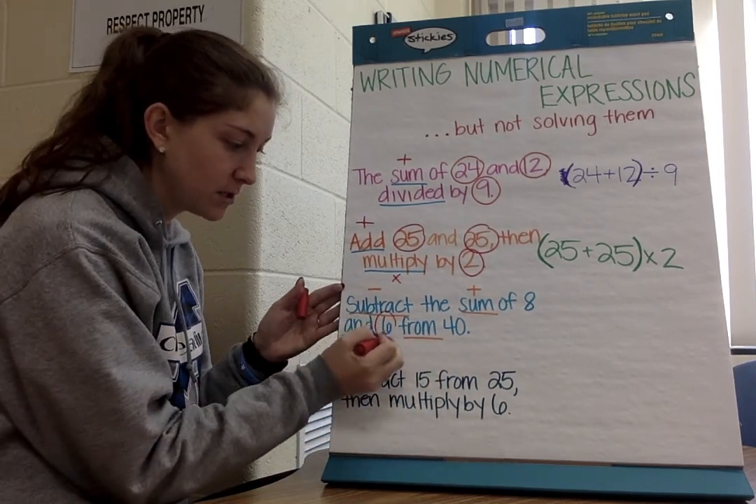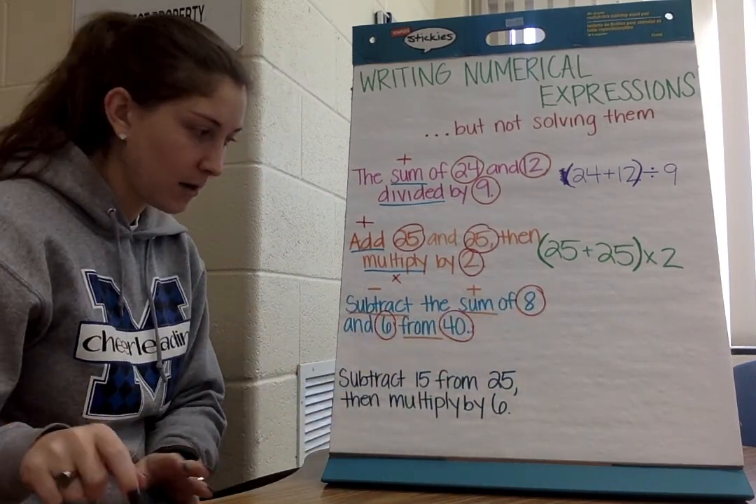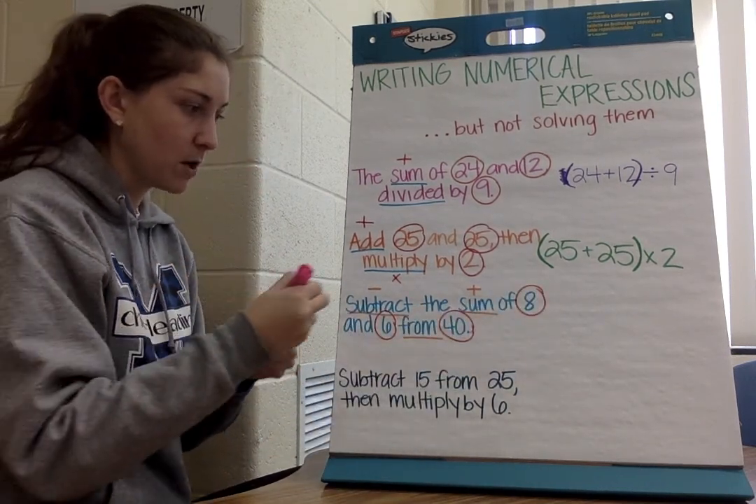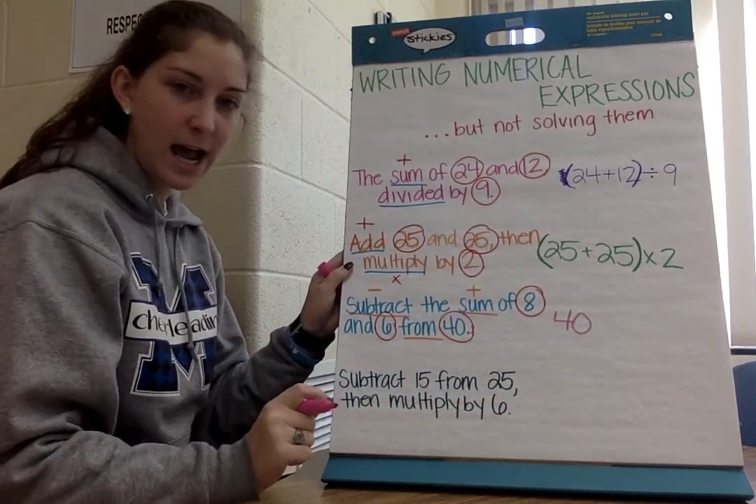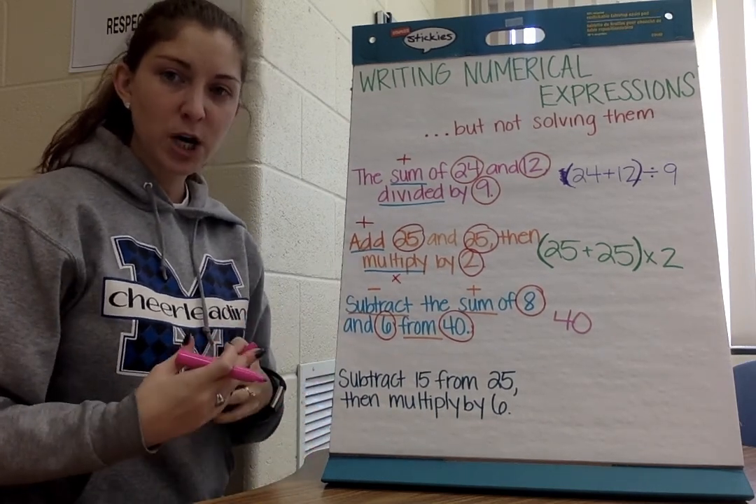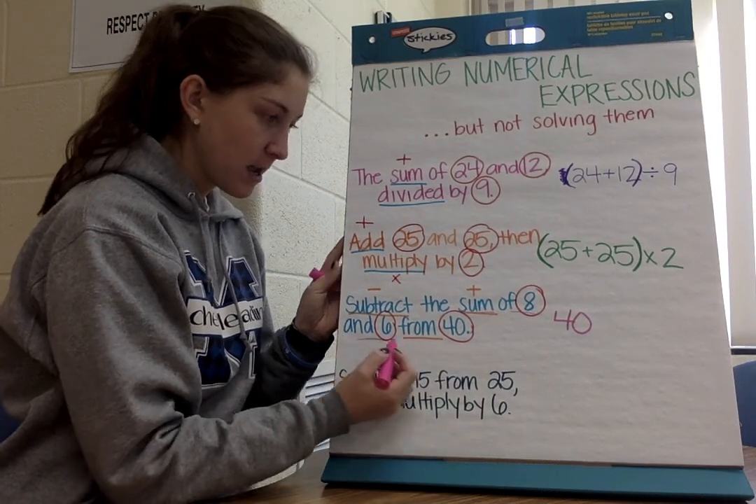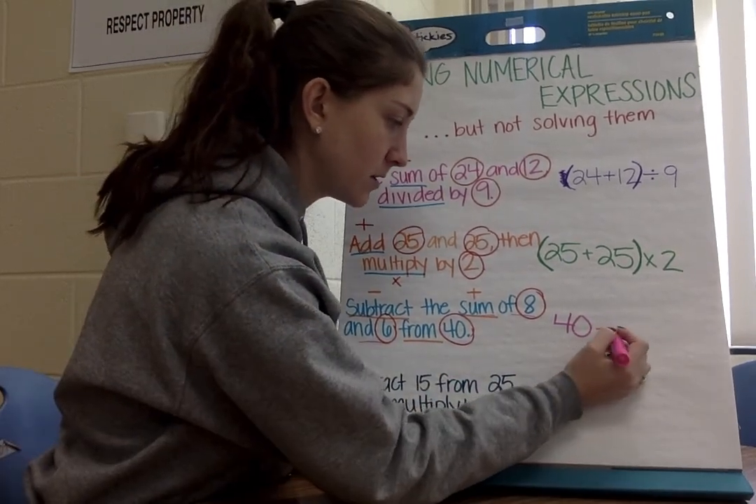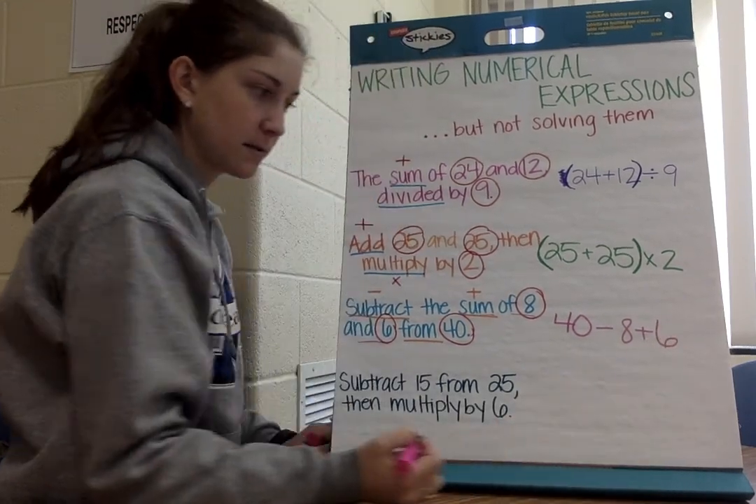Okay? So I do need to circle my numbers in red. Almost forgot about that. And now I'm going to use my pink marker to write this equation. I just told you that 40 has to go first. Okay? And what am I subtracting from 40? Well, I'm subtracting the sum of 8 and 6. So the sum of 8 plus 6.